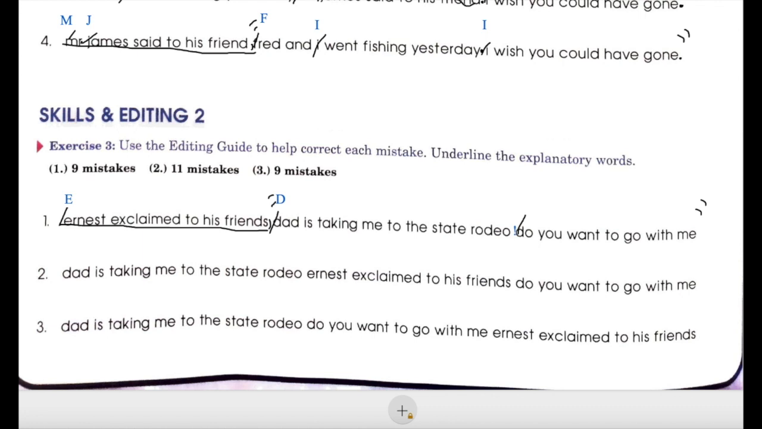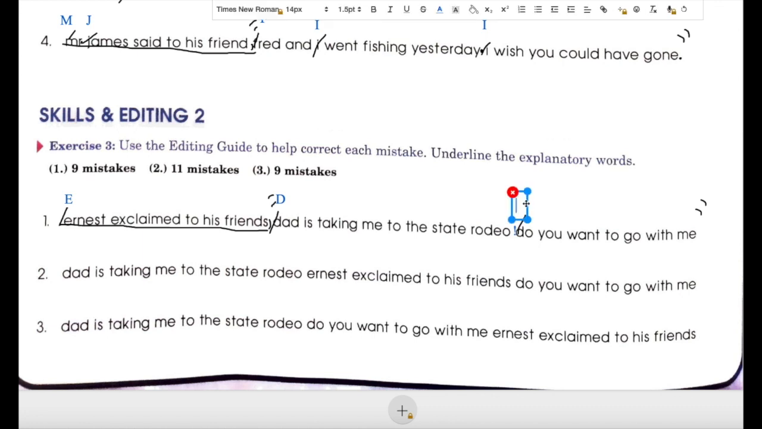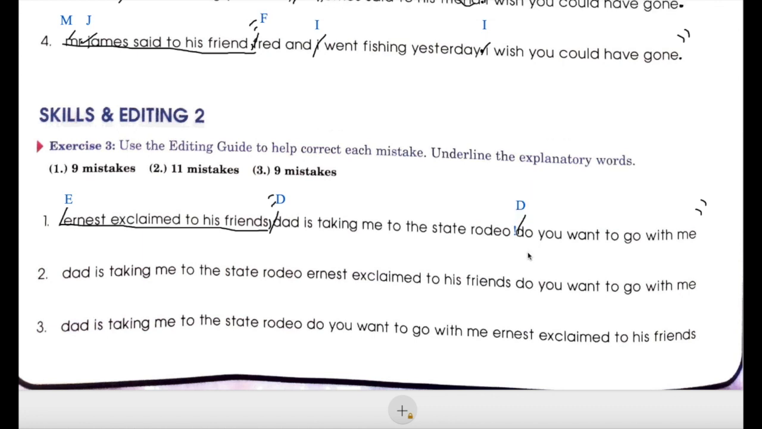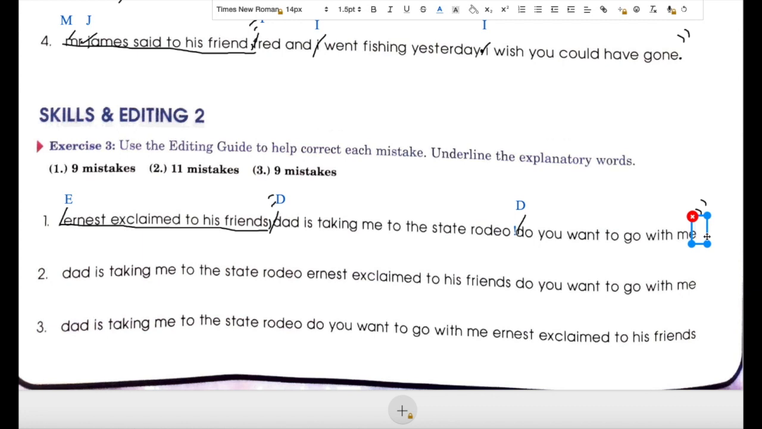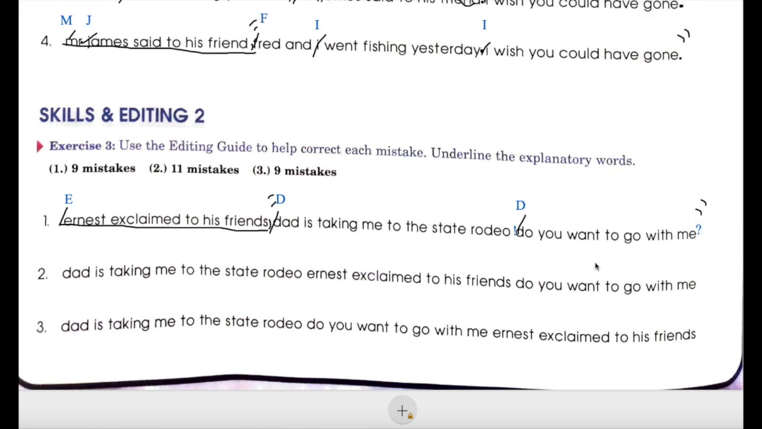Do you want to go with me? Do we need to capitalize? It's the first word of the next sentence. Do you want to go with me? We need a question mark at the end because it's a question. All right, let's see if we have everything. 9 mistakes. 1, 2, 3, 4, 5, 6, 7, 8, 9.